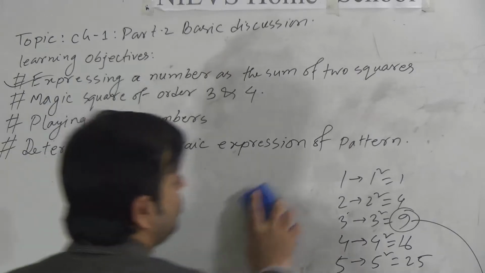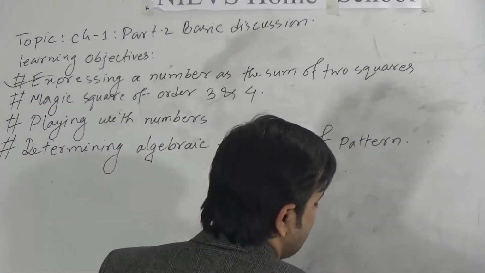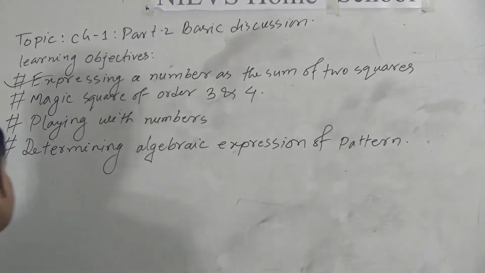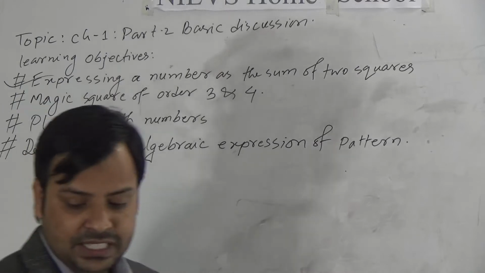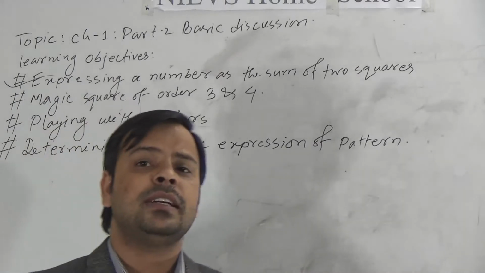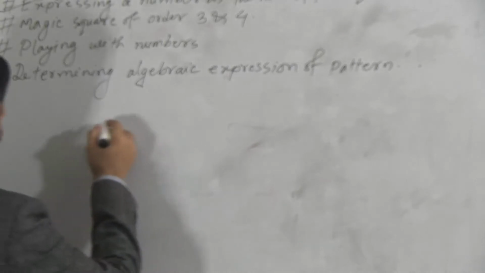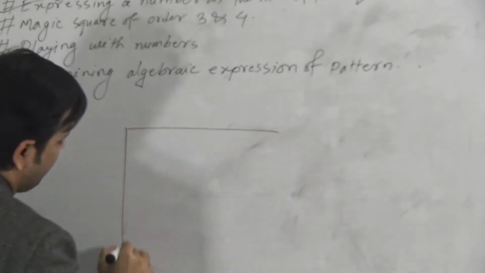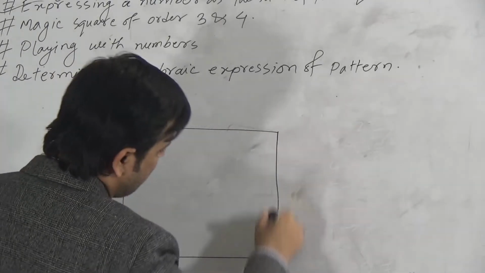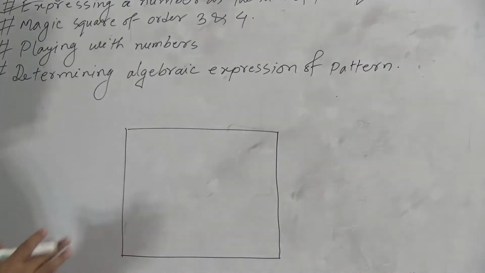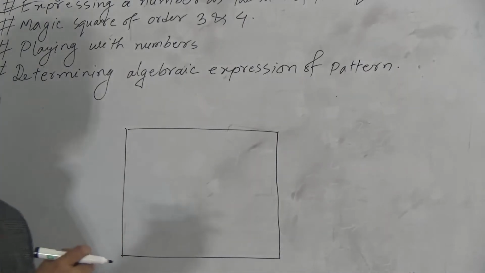Now I will go to second portion today. What is second portion? That is magic square of order 3. Dear students, magic square is a special kind of square. At first you have to draw a square. At first I will show you magic square of order 3. Suppose this is a square.